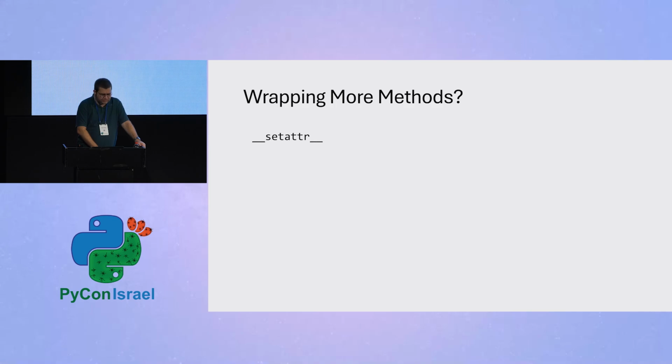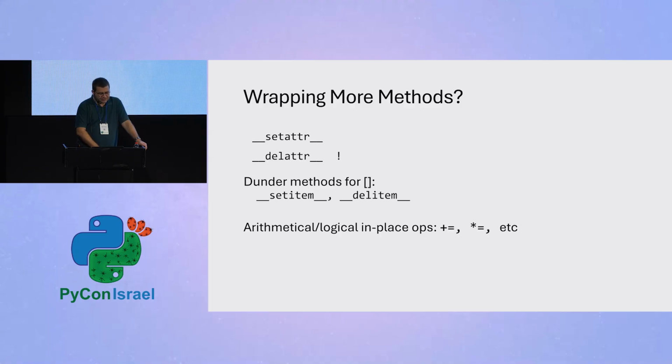The first thing that I was missing is del-attr. Deleting an attribute goes through a different Python hook. And there are others. If the object that I'm wrapping is a container, then there are other hooks that I need to intervene in. I need to wrap setItem and del-item. And actually, there are quite a bit of in-place arithmetical and logical operators that modify an object in place.